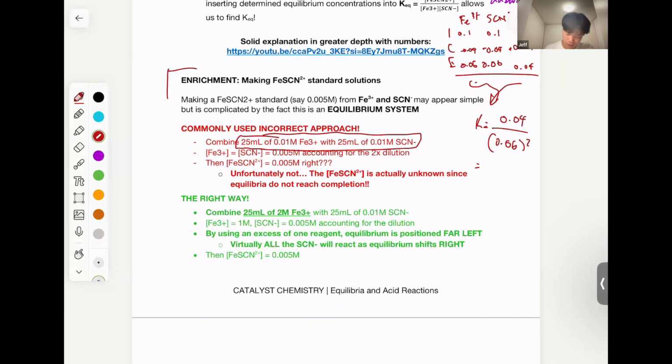There's a mistake in the notes here. It should actually be an excess of SCN minus, and iron 3 plus being the part that's completely converted. This is important because iron 3 plus shows an orange color. So if you use that as excess, it may disrupt the colorimetry for the iron thiocyanate. So just make that correction and be sure to not mix those two up.